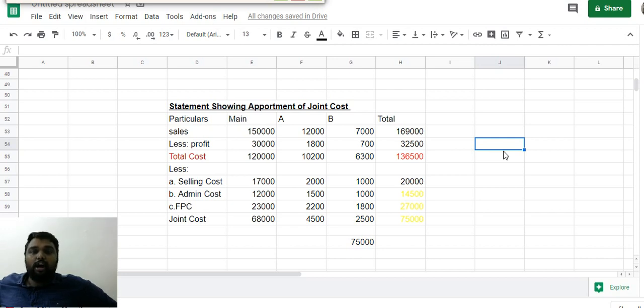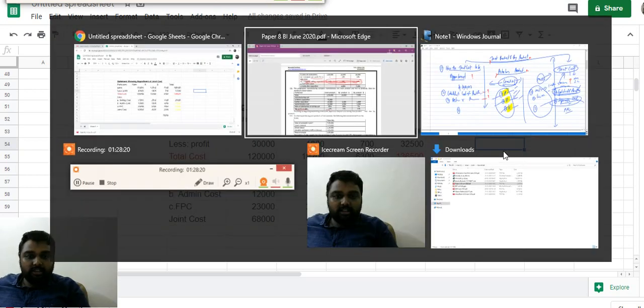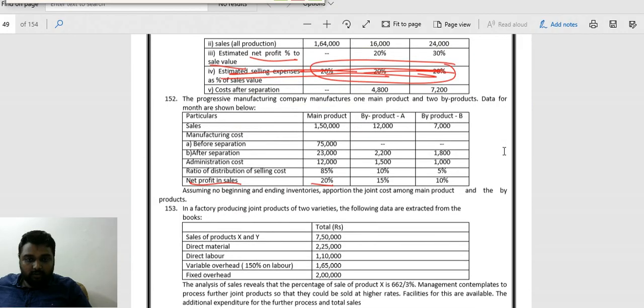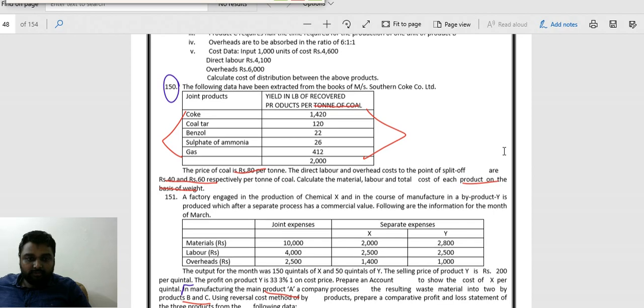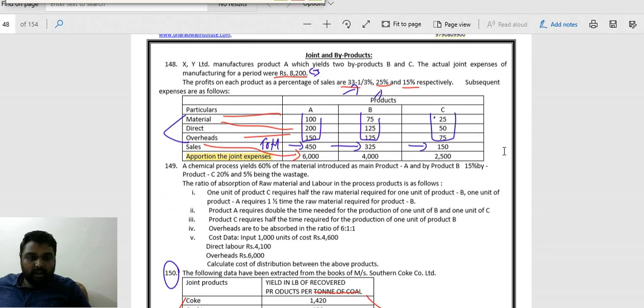Are you clear? Please copy fast. We'll go for another question. Okay, next, which question? We will come to 148. We did that.